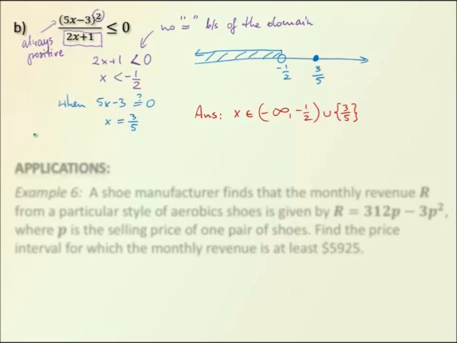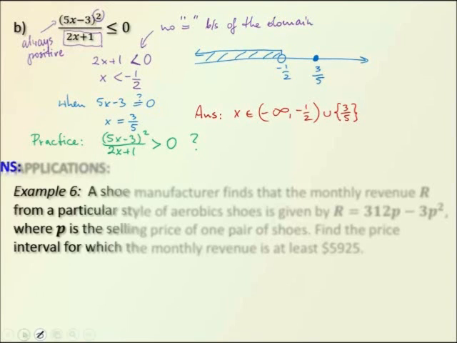Just for your own practice, please try to solve similar inequality, so the same expression 5x minus 3 squared over 2x plus 1, but larger than 0. So see if you can come up with a good answer for this one.